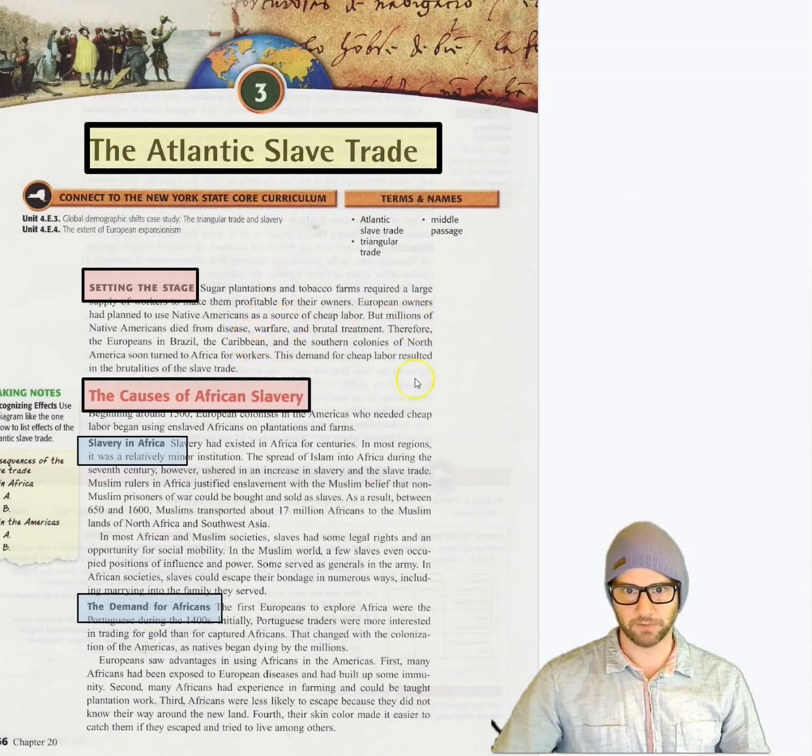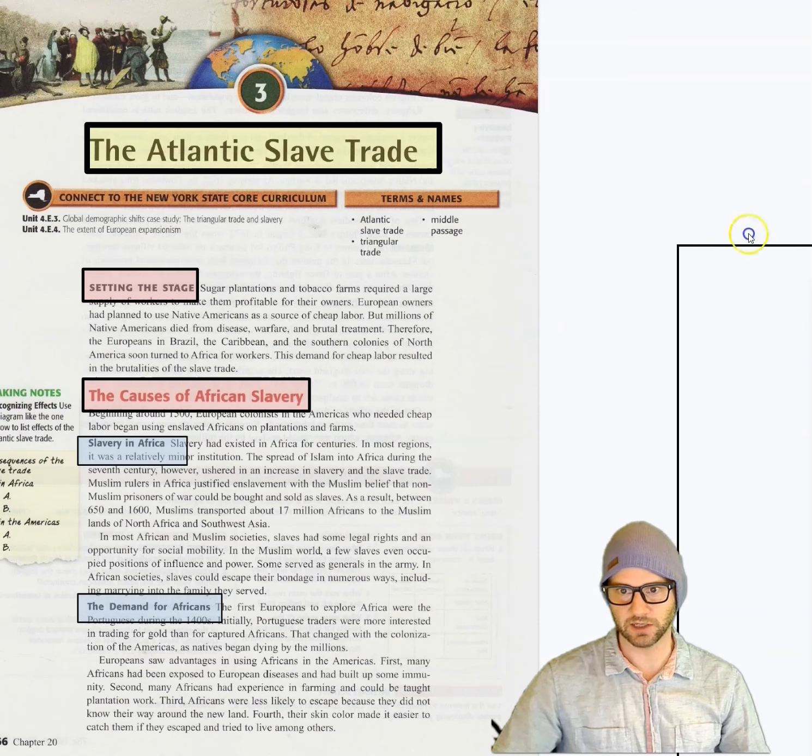So let's do that. Sugar plantations and tobacco farms required a large supply of workers to make them profitable for their owners. European owners had planned to use Native Americans as a source of cheap labor, but millions of Native Americans died from disease, warfare, and brutal treatment. Therefore, the Europeans in Brazil, Caribbean, and southern colonial North America soon turned to Africa for workers. This demand for cheap labor resulted in the brutalities of the slave trade.